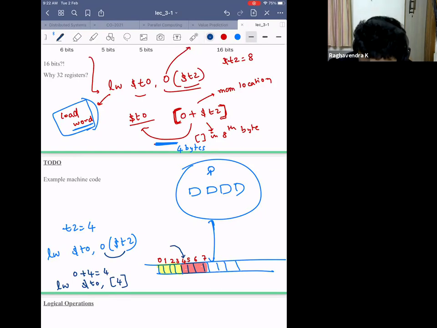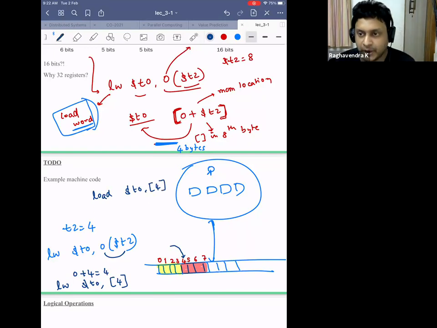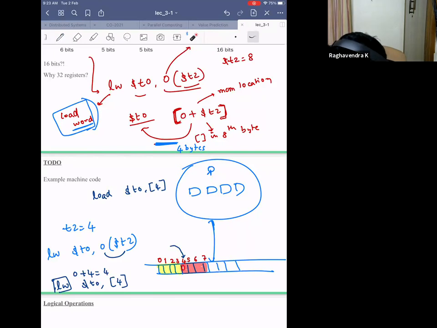But if I had just said load, this instruction is not there in MIPS, but let's say if I had only said load $T0 with 4, then only the first byte would have been fetched and kept in T0. The other bits would have been 0. But now I am saying load a word, which means that from here I load an entire word, which means that I load 4 bytes of this data into this register. Is that clear?